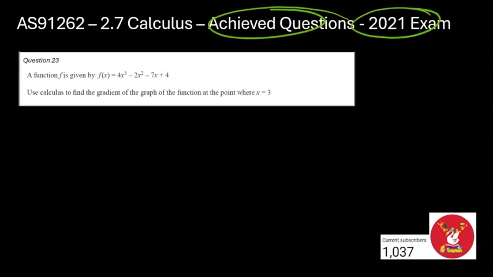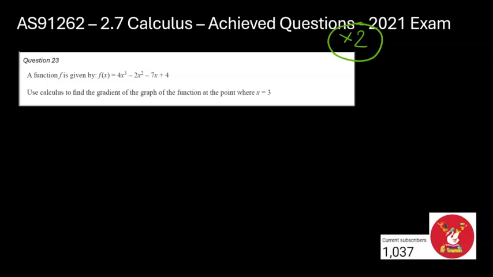And we're looking at the achieved questions for the 2021 exam. I want to know achieved questions, but there's actually only 2 of them in this exam. So it's quite a rough exam, a lot of merit and excellence opportunities. But the achieved easy ones were hard to get. So let's have a look.